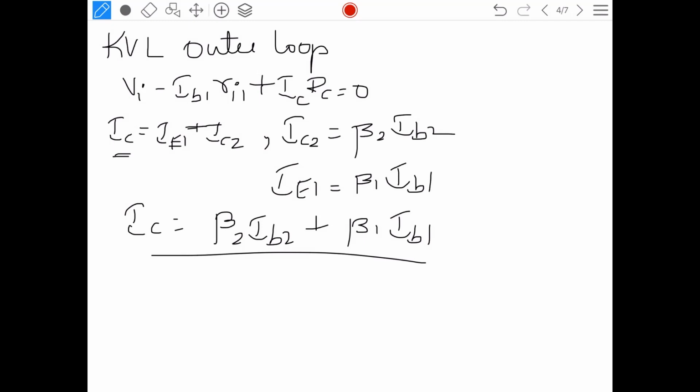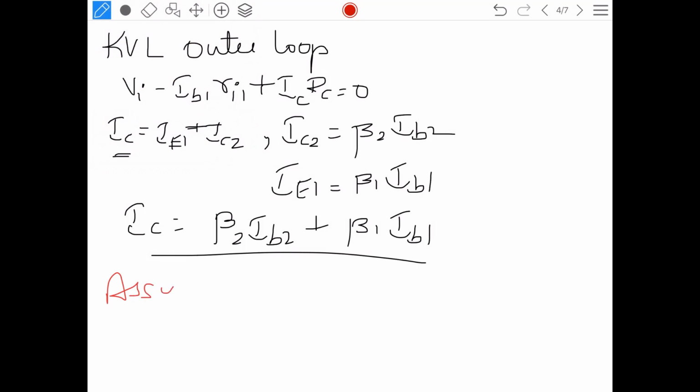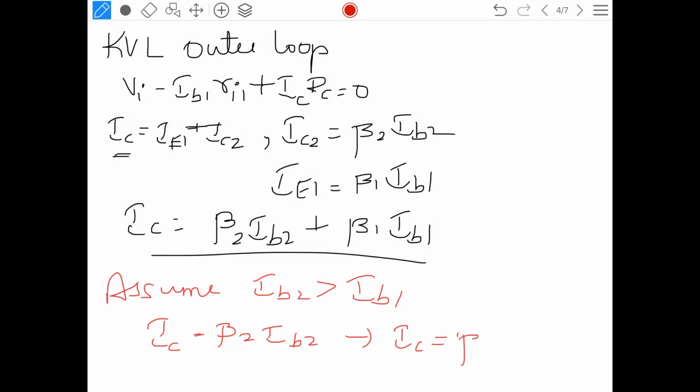So it is amplified, correct? Always we can assume that the output current is greater than the input, because current is getting amplified. So we can assume here that IB2 is always greater than IB1. Hence, IC can be solely written in terms of IB2 into beta 2. And after cascading, IC is equal to beta 1, beta 2, IB1.